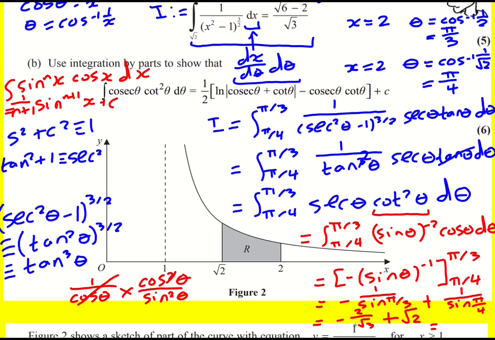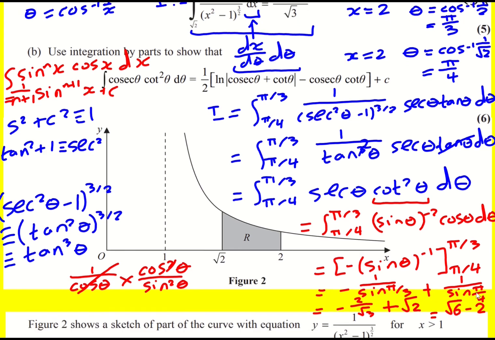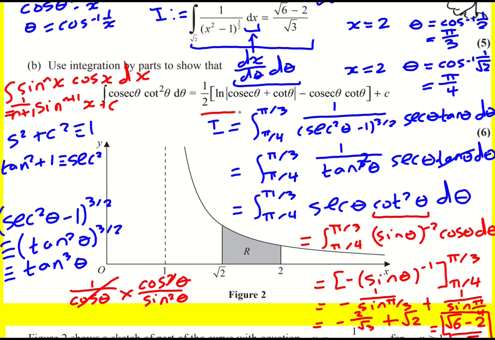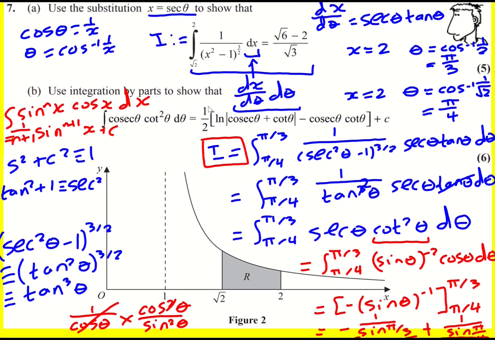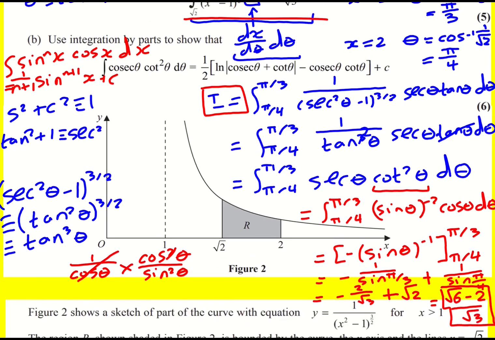Sine of pi over 4 is 1 over root 2, so I get root 2 here. Put it over a common denominator by multiplying top and bottom by root 3. I'm going to get root 6 over root 3 for root 2, minus the 2, root 6 minus 2 over root 3. And that's the answer that we wanted for I, as shown here. Before I move on, I'm just going to go through this integral in one other way. I don't think it's quite as intuitive, but it is nice.